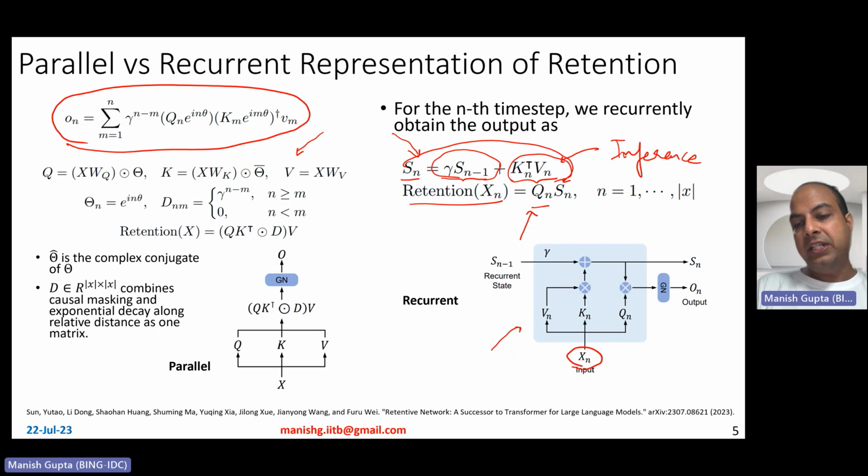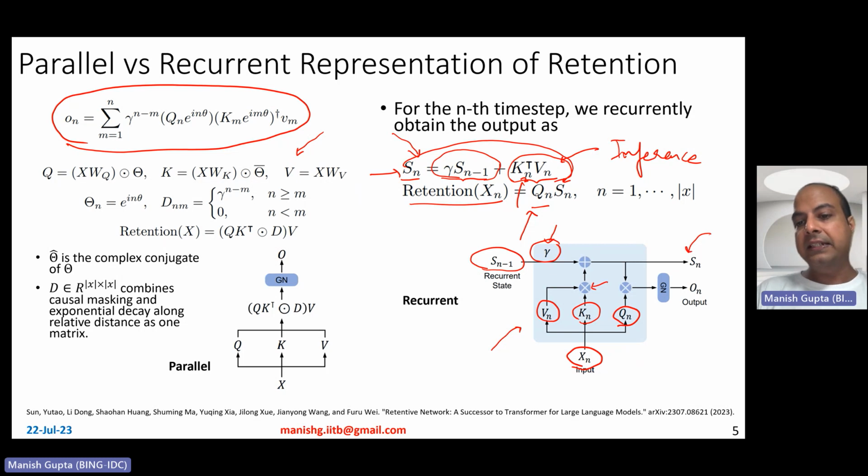You take the input and get query, key and value representations. You take the key and value matrices and multiply them, then you take the previous recurrent state and multiply that by gamma. Gamma is more like a decay factor, to think about it. We did mathematically look at what gamma is: it's the eigenvalues of the matrix A. Remember?